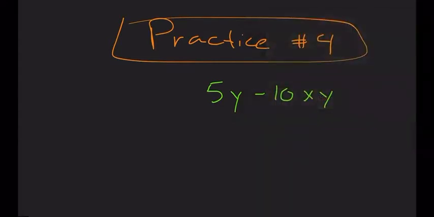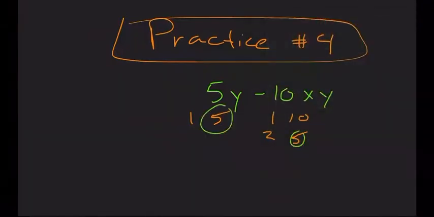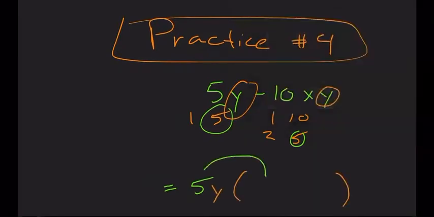So 5 you can get by doing 1 times 5, and that's it. 10 you can do 1 times 10 or 2 times 5. You notice the greatest number they have in common is a 5. So we're going to take out this 5. Also, we'll notice that they both have a y, so we can take that out as well. Then we're saying 5y times what is going to give us 5y. That's so simple, it maybe almost seems confusing. It's just going to be a 1. 5y times 1 gives us 5y.